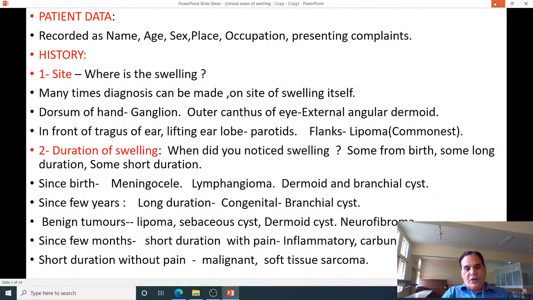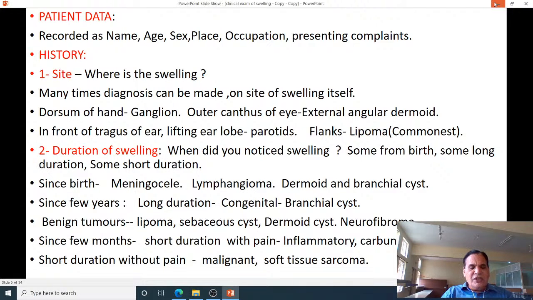Duration. How do you come to the duration? We have to ask the patient what the duration is. When did he notice the swelling? Notice may be long. Some smart person will give you the answer, oh, I have had it since birth. Diagnosis is meningocele or lymphangioma. Oh no, sir, this is the last few years, but I don't remember. It is a long duration. If congenital, branchial. Long duration benign tumors: lipoma, sebaceous, dermoid. Common answer. Oh no, it's usually for a few months. Then you have to think of an inflammatory swelling, and very short duration, but there is no pain.